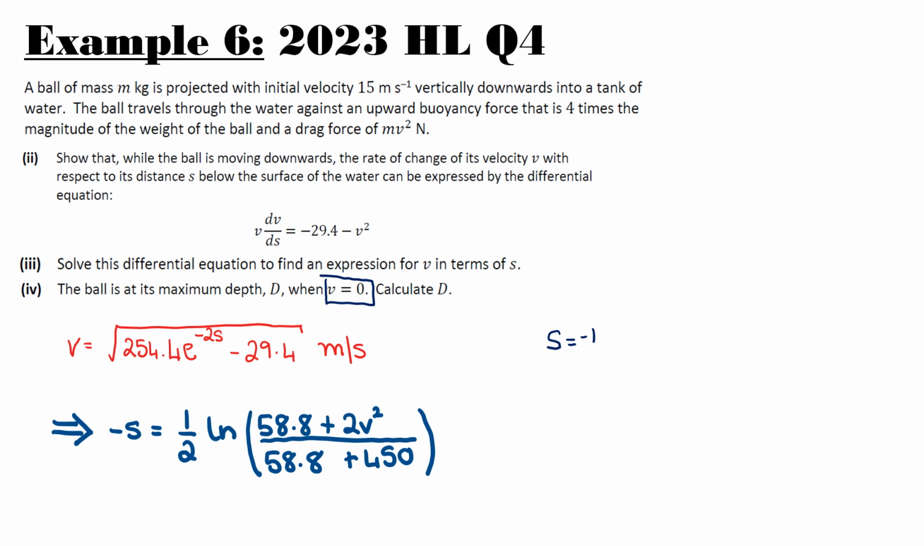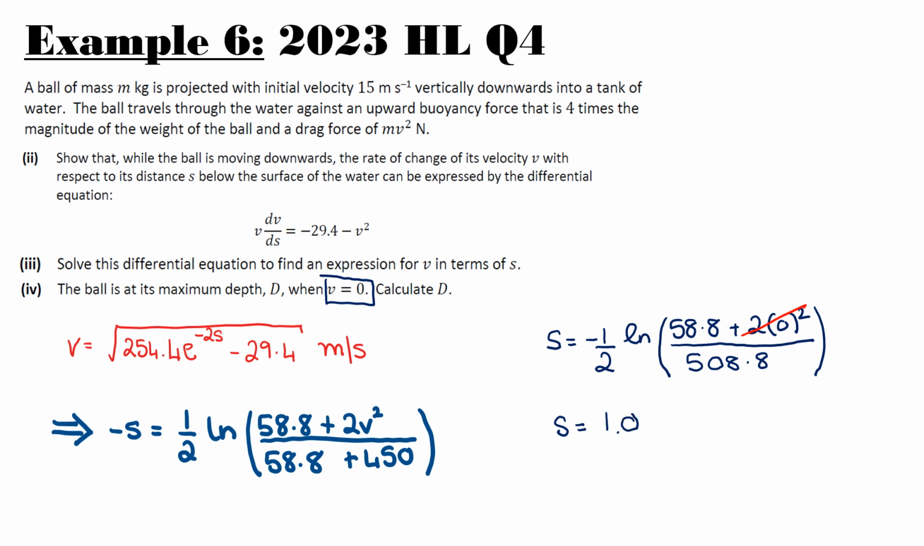So it turns this sum. All I'm going to do is bring that minus across, and we have the natural log of 58.8 plus 2 times 0 squared. So that's just going to disappear. And then we have 508.8 down there at the bottom. So we can do a little bit of cleanup. And all we're doing now is going straight to our calculator. So this becomes a much nicer and easier sum. We're going to put this into our calculator and we get 1.08 meters, which is correct to 2 decimal places.